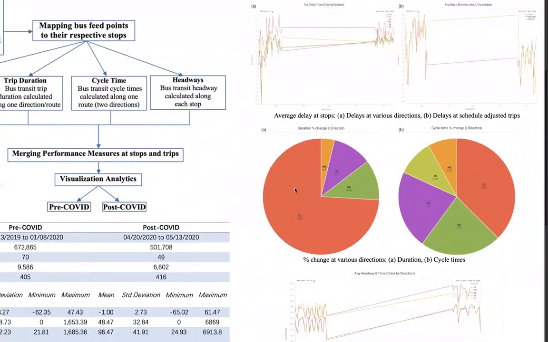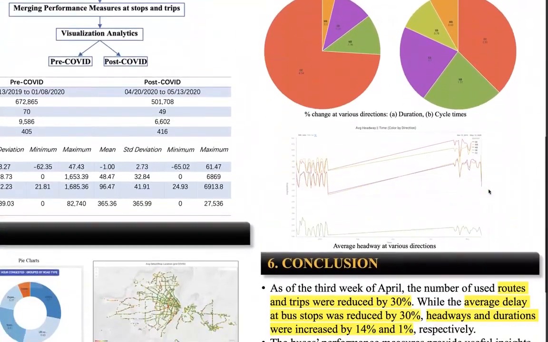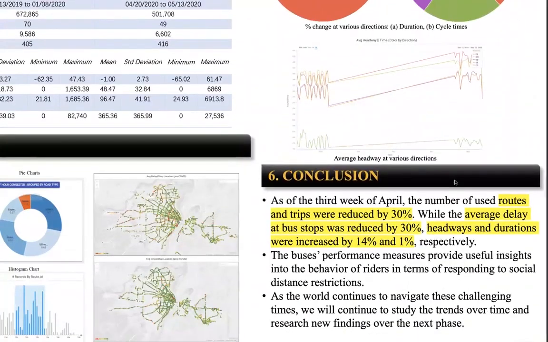However, by direction, we can see that the duration of trips in the city center direction was actually worse. And this resulted in them reducing. And then the cycle time, however, increased simply because more trips were performed. The headways were higher in all directions, which means that buses were at a less frequent service, given the change in schedule.